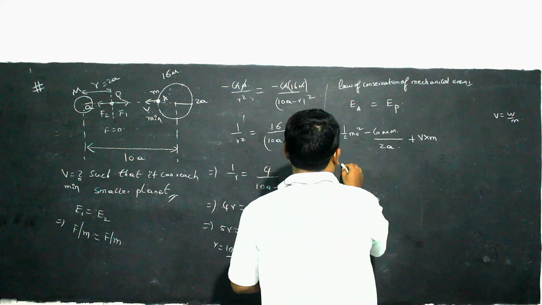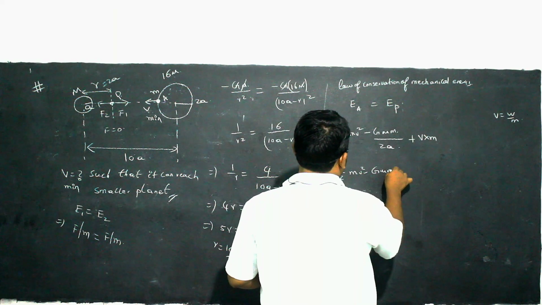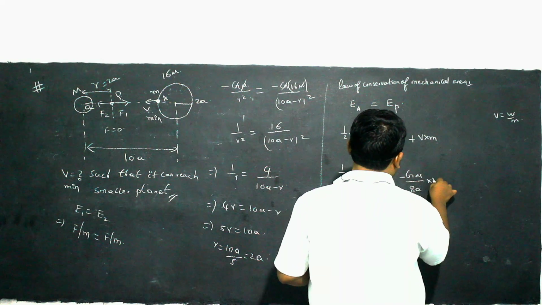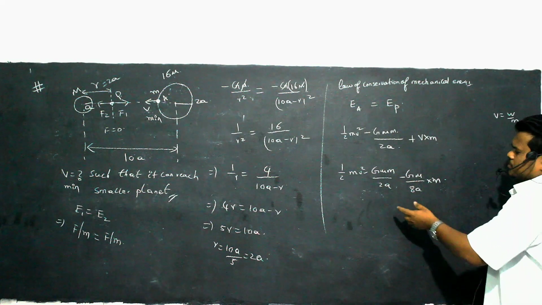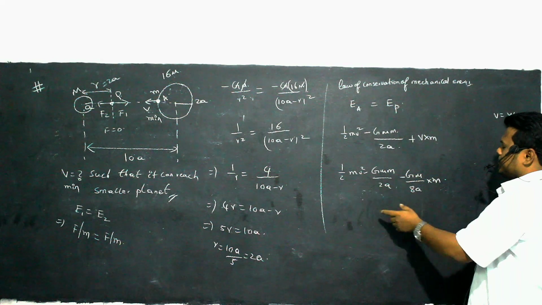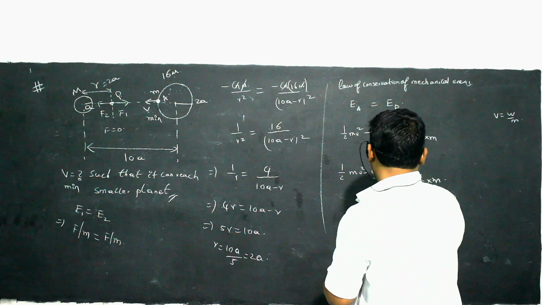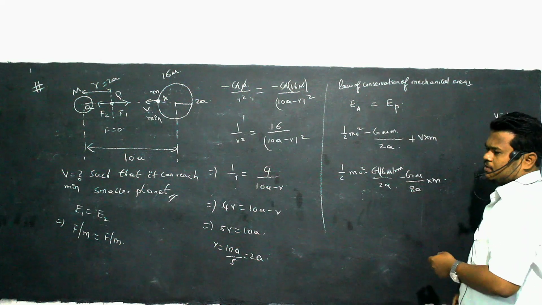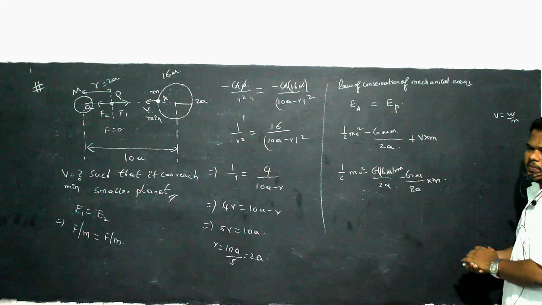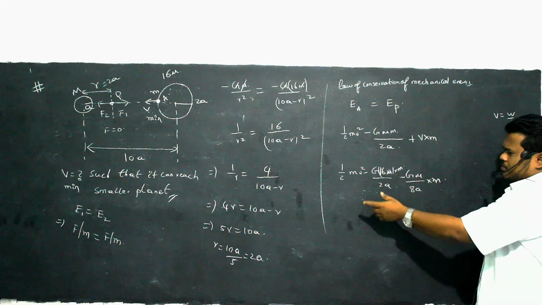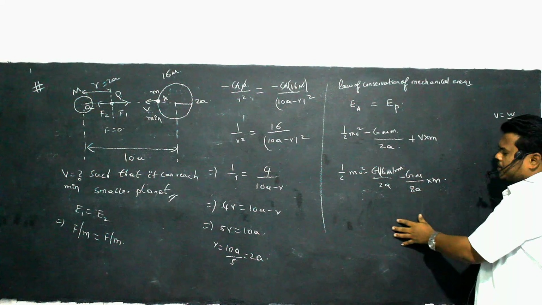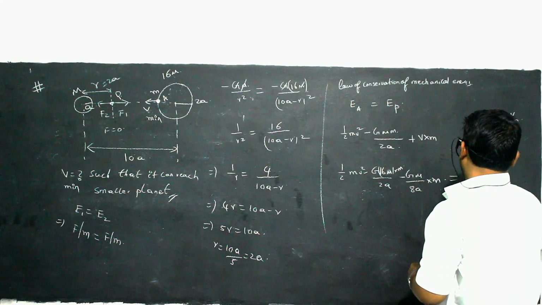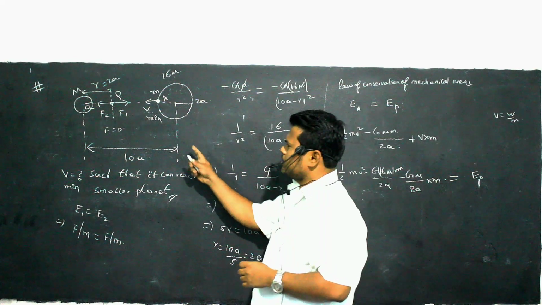8a. So therefore, how can I write: half mv square minus GMm divided by 2a, plus potential is minus Gm by 8a into m. That's all. So this is the potential energy due to the first planet, the bigger planet. Here also the mass is how much? 16m, no? So 16m into m. Then this is the gravitational potential energy due to the smaller planet. Are you able to understand? So this is the kinetic energy, potential energy due to the bigger planet, potential energy due to the smaller planet. This should be equal to the final energy, that is the energy at point P.